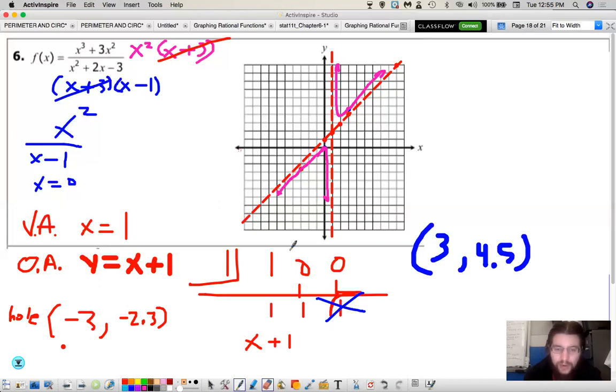Now, right here, we've got a hole, so let's take care of that. Boom, hole. Move on. So that's what this thing looks like. If we've got an oblique asymptote, it's slanty, so we're going to have like a squished hyperbola, I guess you could call it.